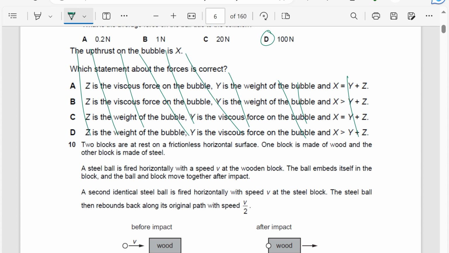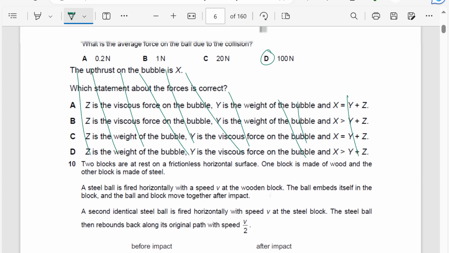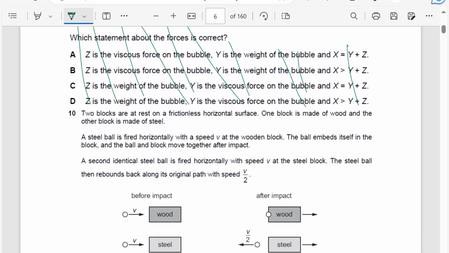Two blocks are at rest on a frictionless horizontal surface. But anyway, we can still answer this question. Anyway, let me leave it since I don't have the diagram. Two blocks are at rest on a frictionless horizontal surface.